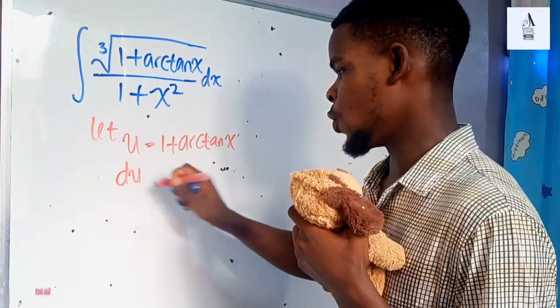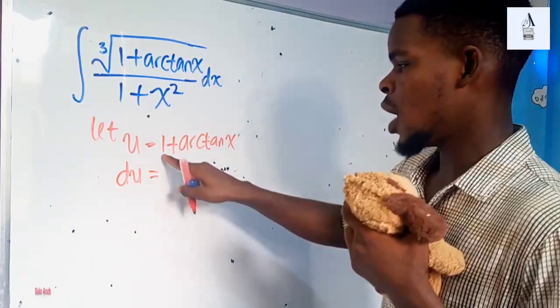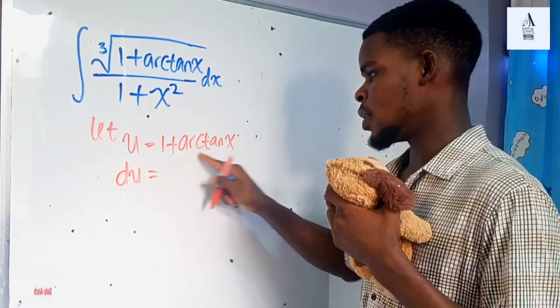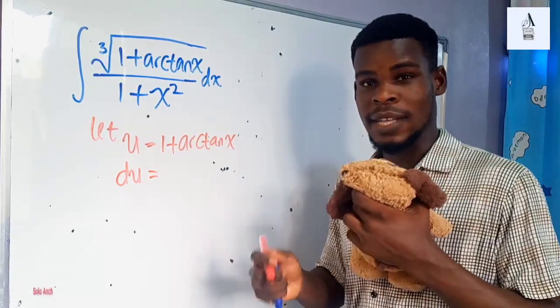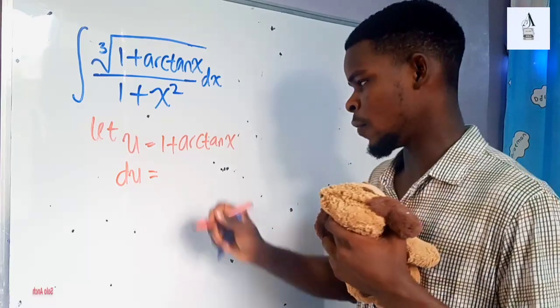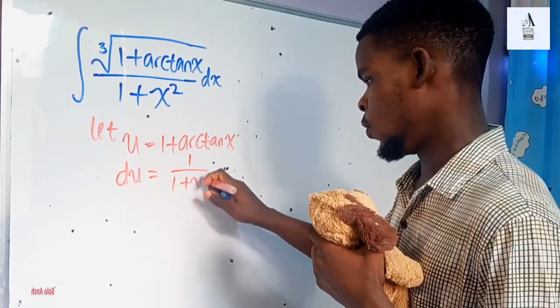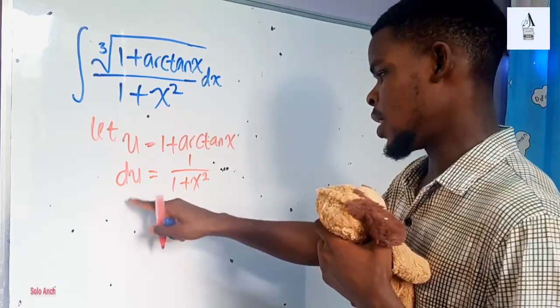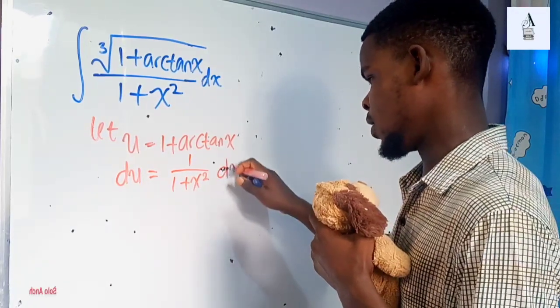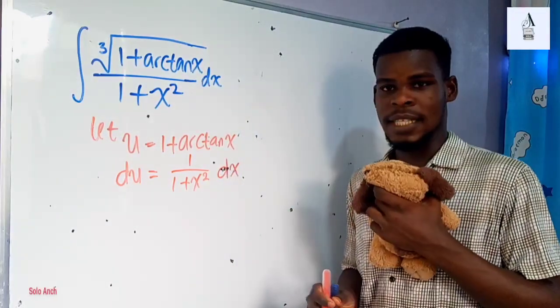The derivative of u with respect to x will be, well, the derivative of 1 is 0. Then the derivative of arctan of x, which is the same thing as inverse tangent of x, is just 1 over 1 plus x squared, right? And then the dx here, we can put it over here, and that is very nice.